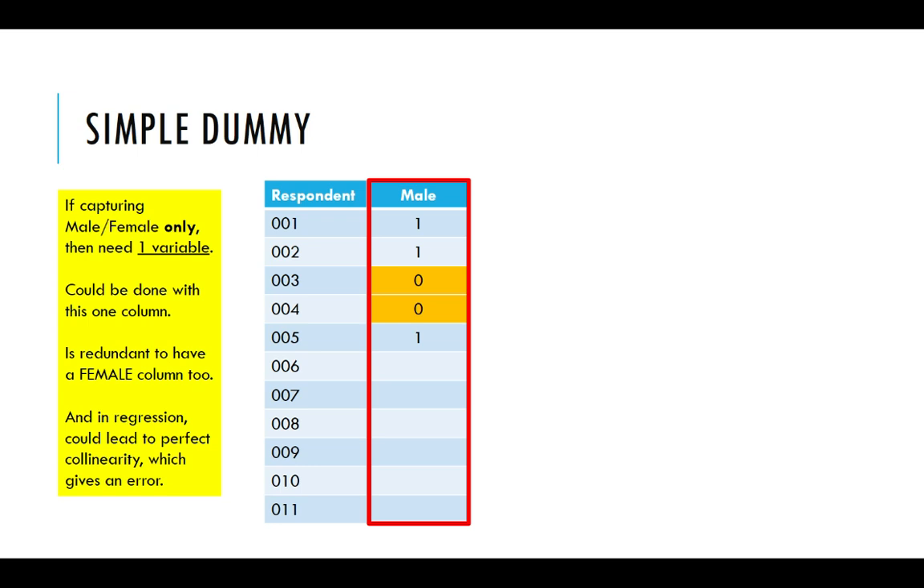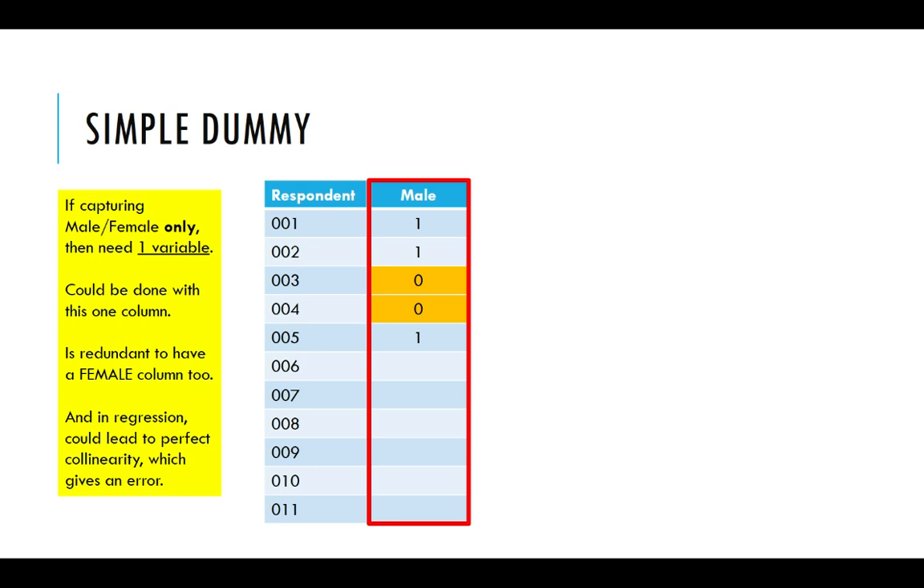And in regression analysis, if we have male and female, and I accidentally put both of those in my model, I'm going to have this thing called perfect collinearity, and your statistical package will give you an error or it's going to drop one. It doesn't work. So if I need just male, female, this is sufficient.